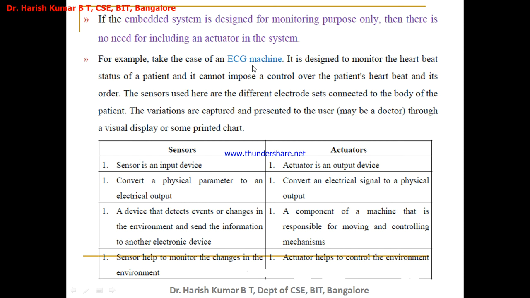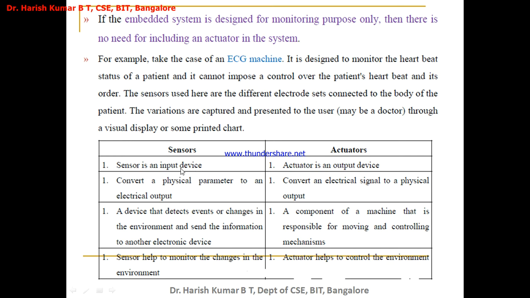Now here the ECG machine will monitor the heartbeat of the patient, using the different electrode sets which are connected to the body of the patient. So it will monitor the heartbeat, but it doesn't have the capability to control the heartbeat of the patient. The ECG machine is the best example for the embedded system that is designed only for monitoring purpose. So now these are the differences between the sensors and the actuators.